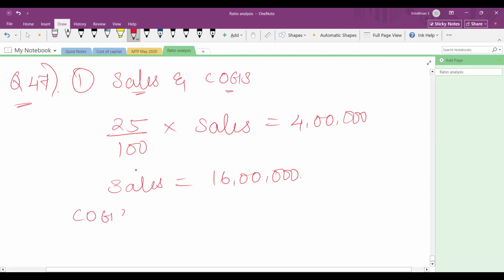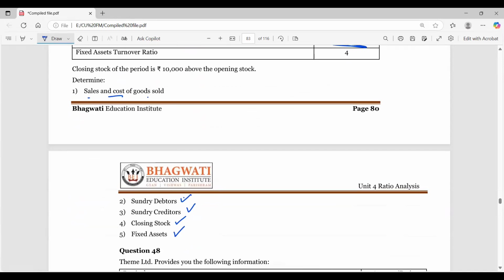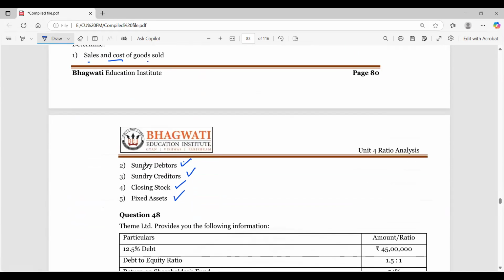And COGS will be how much? We can write sales minus gross profit. Sales is 16 lakh, gross profit is 4 lakh. So COGS is 12 lakh. Clear? Next, we have to calculate sundry debtors.